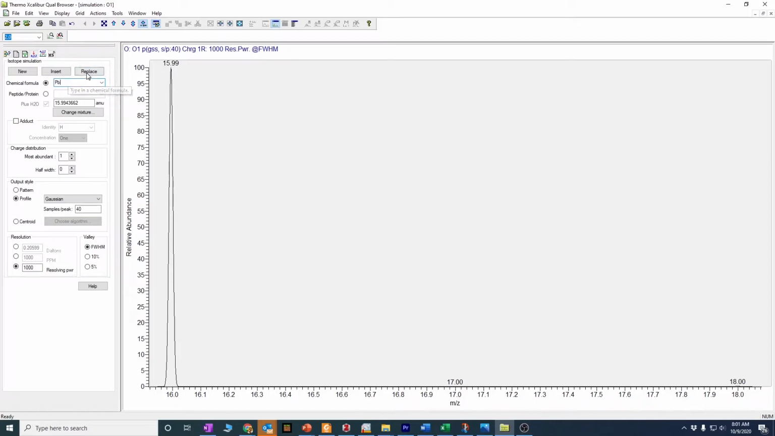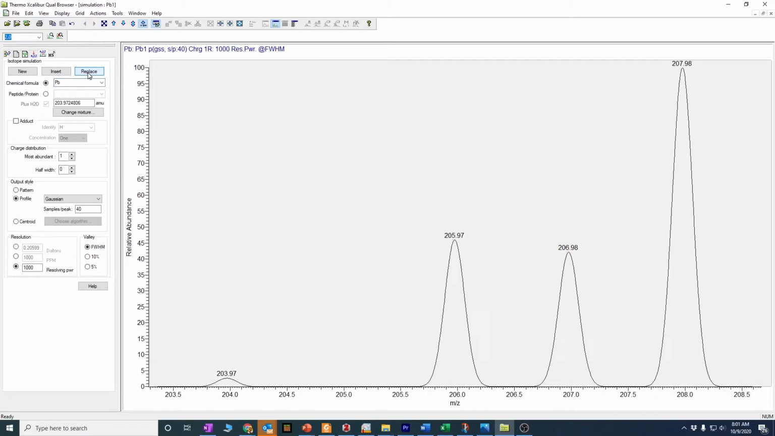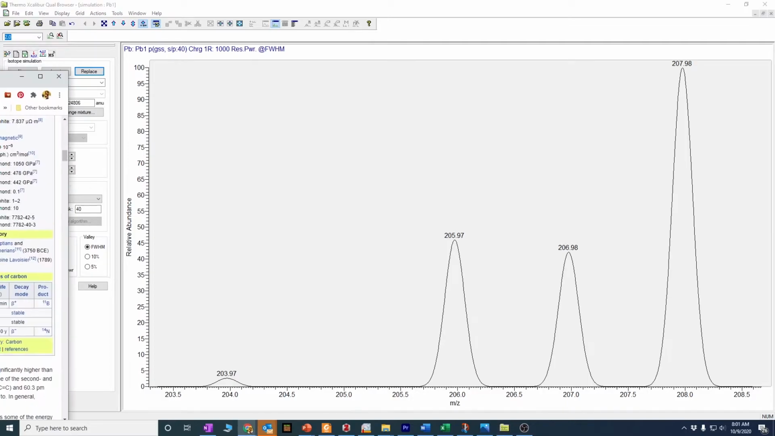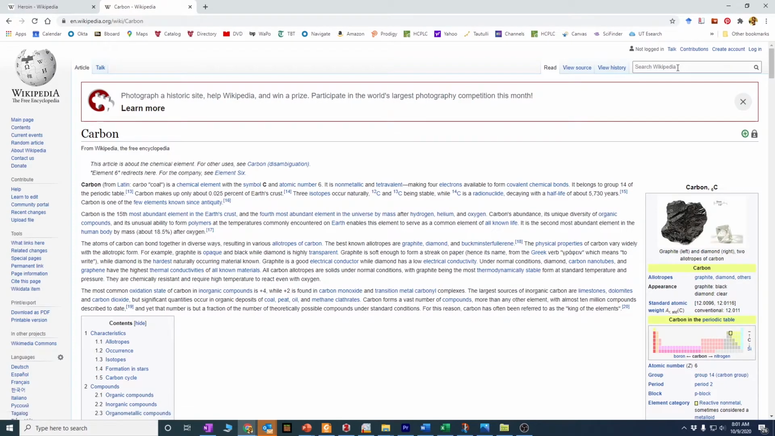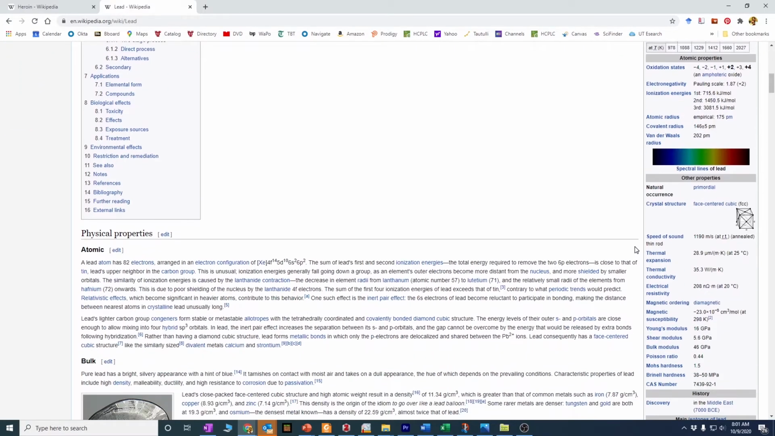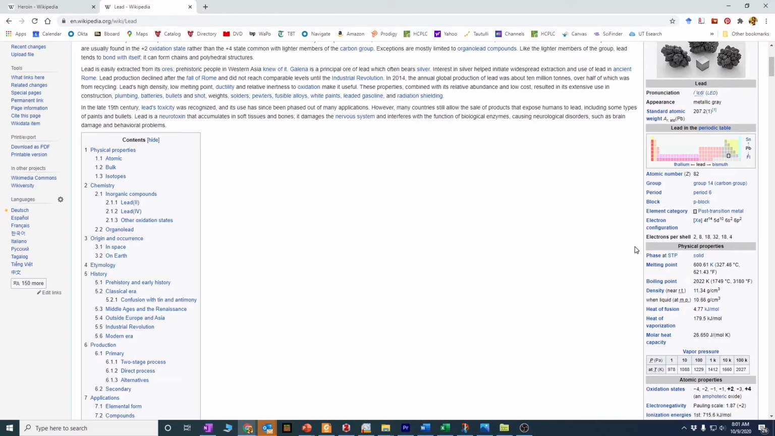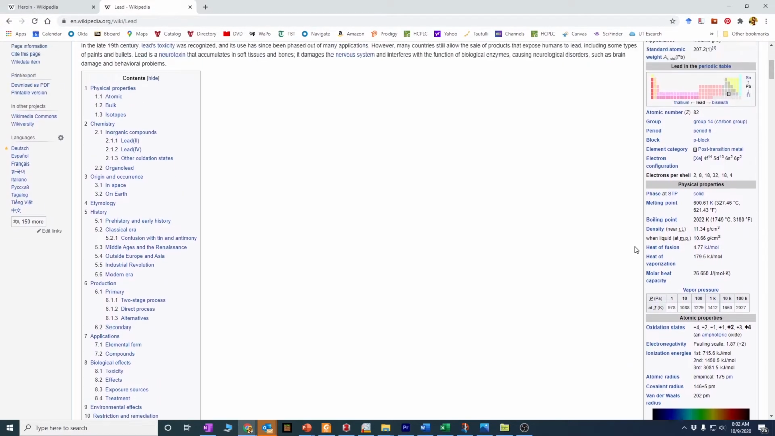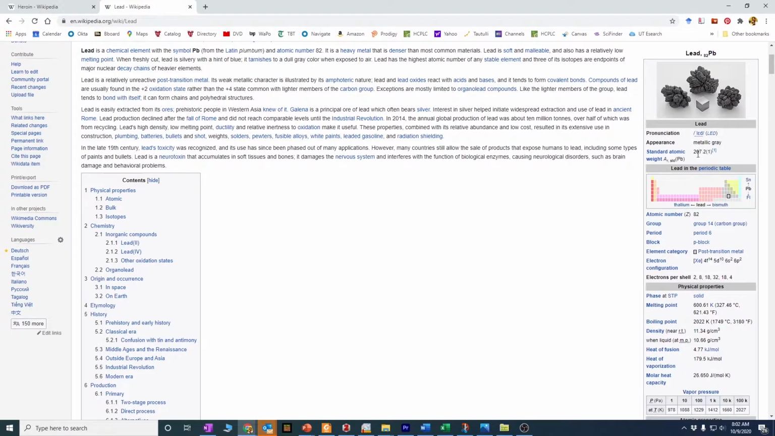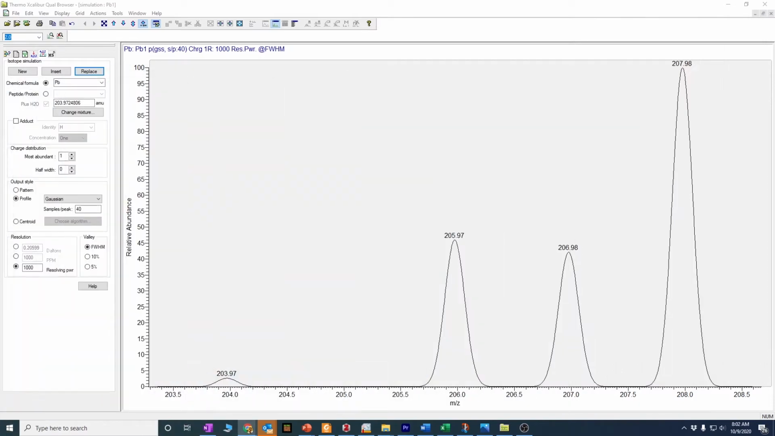Let's look at lead. Let's simulate the spectrum for lead. Look at that. This is just for lead. There's this 208, 207, 206, and a little 204 peak. So if we look on the periodic table where we're just like, okay, I expect to see lead, then we would say, okay, the atomic mass of lead is 207.2. So I'm going to get a peak on the mass spectrum at 207.2. That's where my lead peak is.